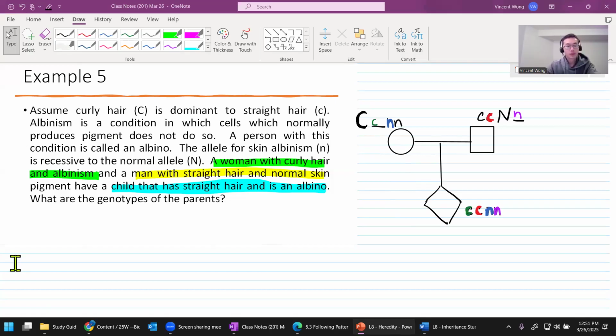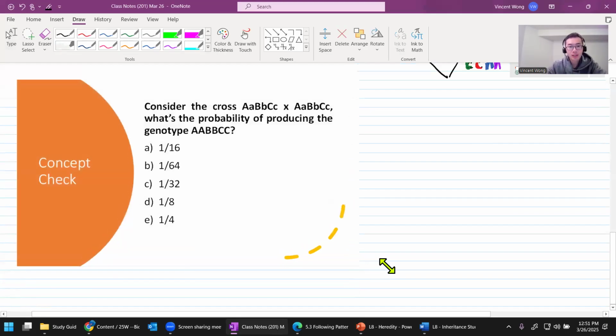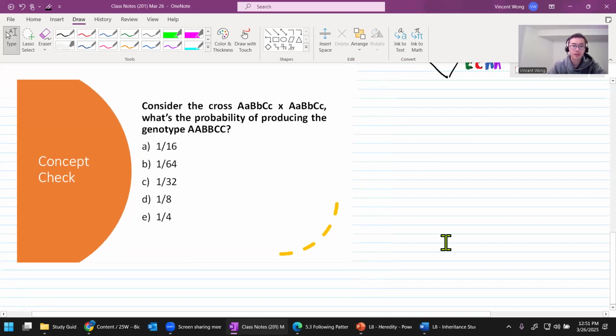All right. Let's do a concept check question. Consider the cross of this and this. What is the probability of producing a genotype of that? This is a little bit harder now because it's three genes, a tri-hybrid cross, if you would. We are not going to do a Punnett square. If you do a Punnett square, it's going to be super big.